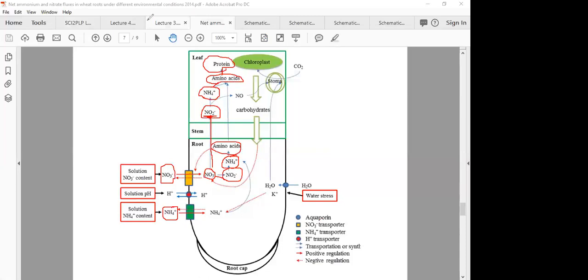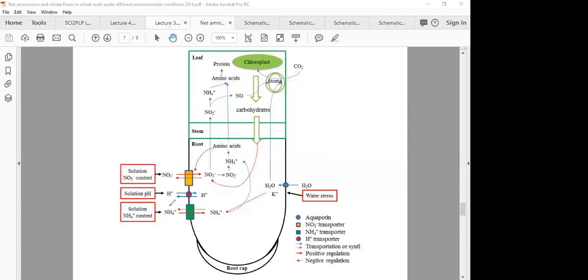All right, so that's that. Let me clear my messy drawings. Oh, and of course, amino acids can also be transported into other parts of the plant. All right, so that's the nitrites.